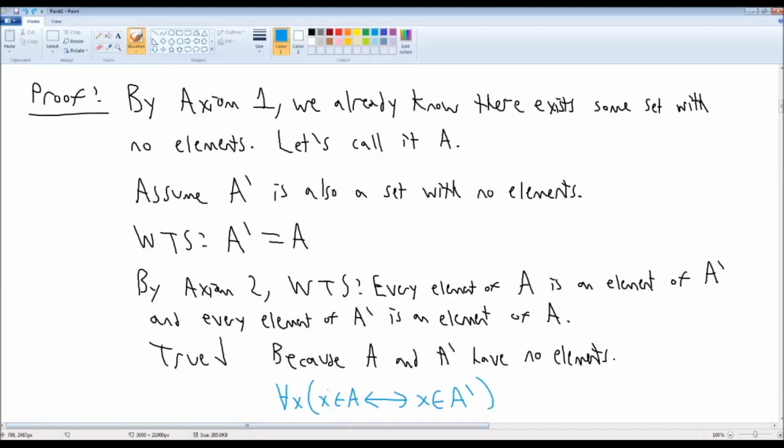If you want to think of it in terms of quantifier logic, x is an element of A. No matter what x is, this is going to be false because nothing can ever be an element of A. And since A prime is empty, this is always going to be false. So the whole statement says false is equivalent to false, which is true. So we proved the theorem.